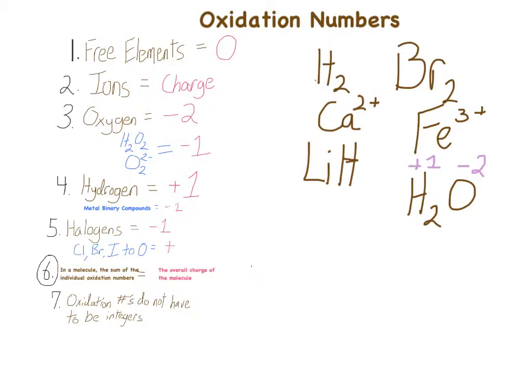Alright, let's check out rule number 5. Halogens are -1. Okay, just like rule 3 and 4, you just got to memorize halogens are -1. The only exceptions are if you put chlorine, bromine, or iodine with oxygen. If these halogens are bound to an oxygen, then their oxidation numbers are positive. So I don't really need to show an example for that. The main thing you really need to know is halogens are -1.